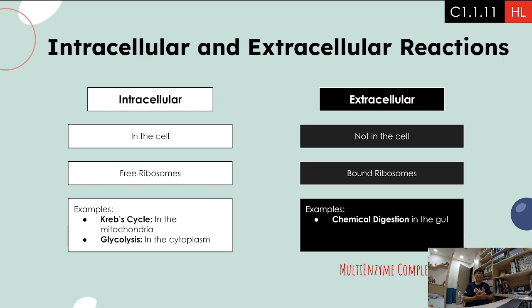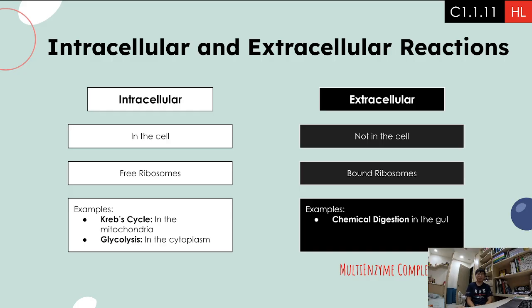So there are intracellular and extracellular reactions, both for enzymes. Intracellular is in a cell, and those enzymes are going to be made by the free ribosomes in the cytoplasm. Some examples are the Krebs cycle that happens in the mitochondria in the matrix, and glycolysis, which occurs in the cytoplasm. Now, extracellular is not in the cell, it's outside the cell, and it's made by bound ribosomes.